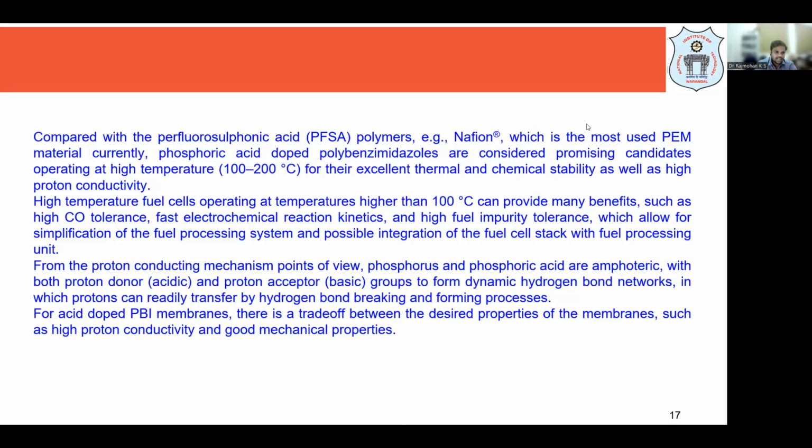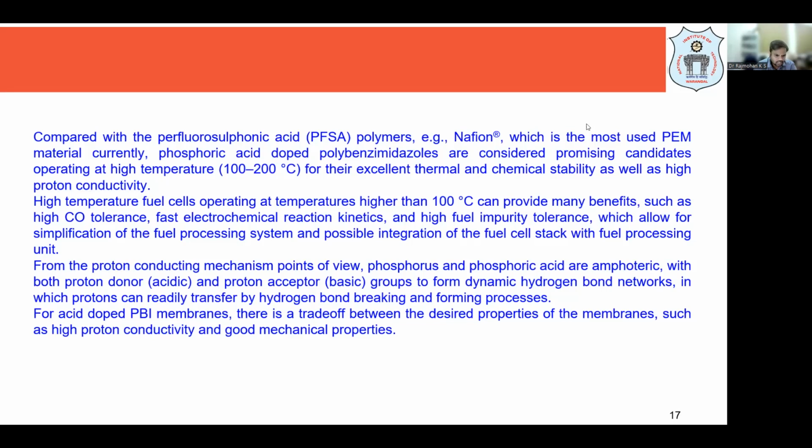Okay, so if you look at these high temperature fuel cells which are operating at more than 100 degrees Celsius, they can provide very many benefits, which we have seen in detail in the previous lecture. Also, they are known to have higher tolerance to catalyst poisoning, such as CO tolerance. They can provide faster electrochemical reaction kinetics and high fuel impurity tolerance, which allows for simplification of the fuel processing system and possible integration of the fuel cell stack with the fuel processing unit itself. So that integration will help us reduce the design cost, space occupancy, all that, right?